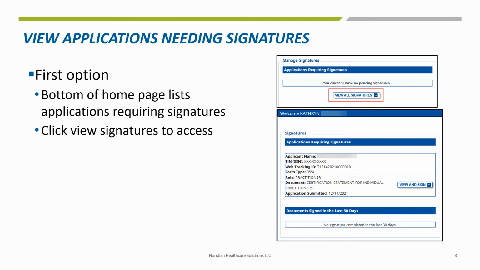Applications requiring signatures displays at bottom of the page after logging into PECOS. The list shows any applications that have been submitted and still need a signature. Signatures can be managed from here too.